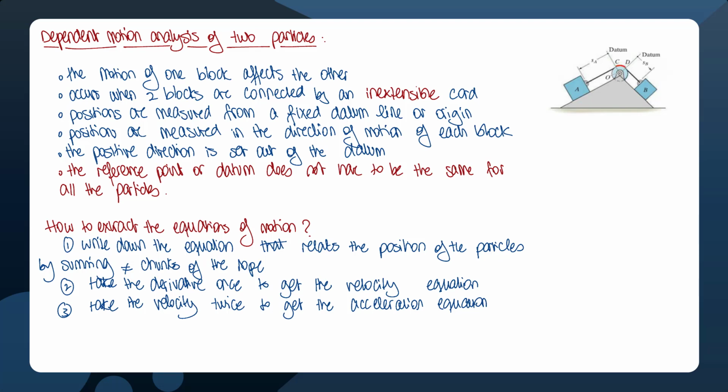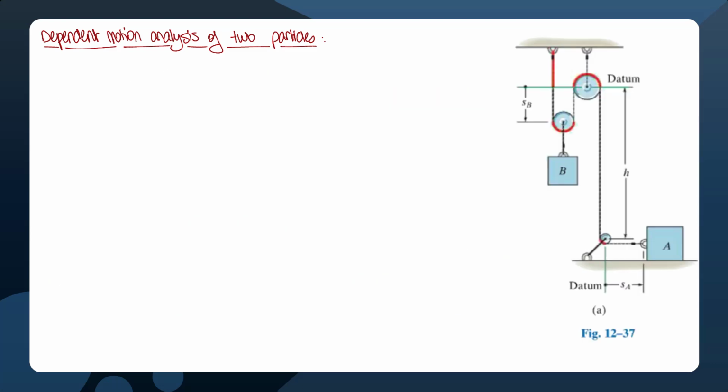So dealing with dependent motion analysis is very straightforward. One should only remember the different bullet points that I have talked about a couple of seconds ago. So let us look now at an example to see how it actually works in practice. As you can see in the image on the right, we have a rope and pulley setup, and we need to apply the different steps we've talked about.